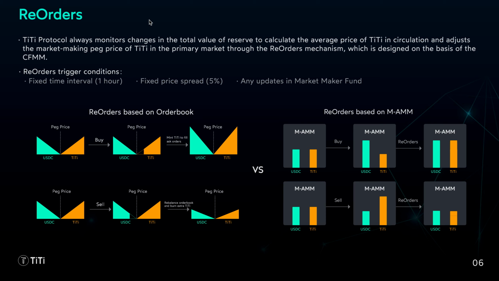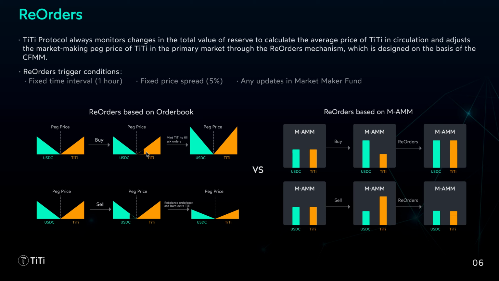I just mentioned that the protocol needs to ensure TiTi is always sold at a price higher than $1 and TiTi is always bought back at a price lower than $1. So let's first look at how M-AMM works in traditional order book based trading markets. On the left side is the reorder based on the order book. Take the TiTi and USDC M-AMM as an example. In the initial stage, the protocol provides a symmetric order book based on $1.